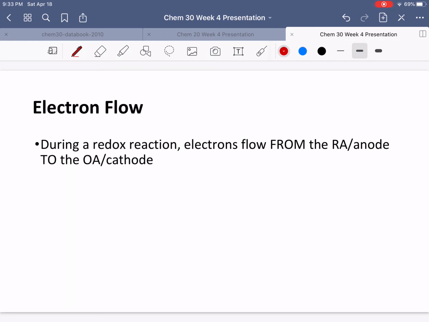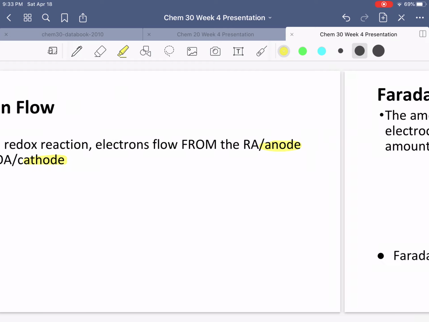Electron flow, which again is current, is always, in a redox reaction, and this is not new at all, guys, going from the anode to the cathode. Of course, the anode loses electrons. It's where oxidation occurs. Of course, the cathode gains electrons. It's where reduction occurs. Think about the logic of this as we continue on.